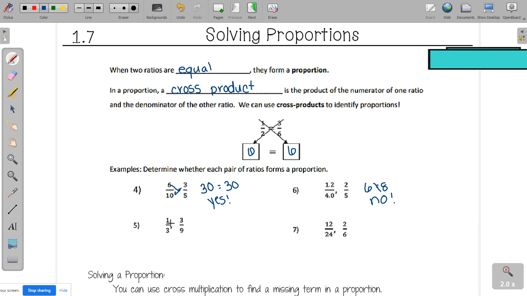Let's try the next one. 1 times 9 gives us 9. 3 times 3 gives us 9. They are equal, so they are proportional. Let's try the last one here. 12 times 6 is 72. Then 2 times 24 gives us 48. These are not equal, so they're not proportional.